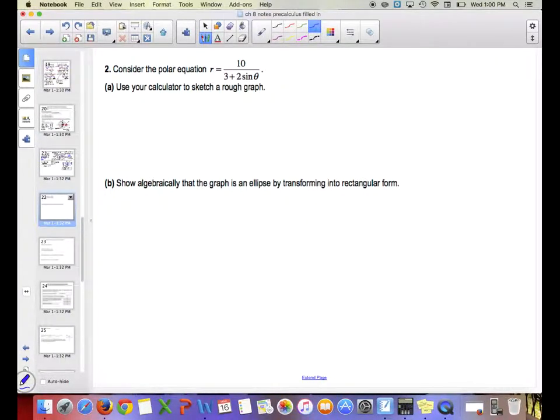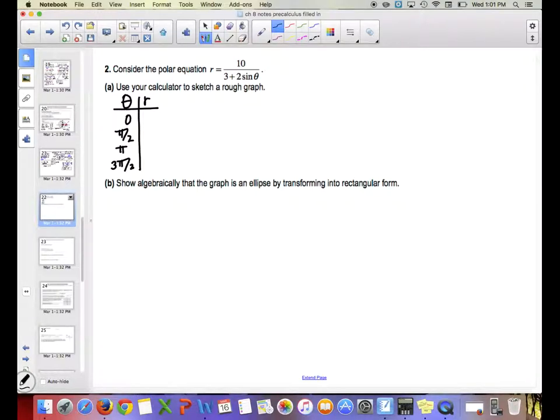All right, so this one. So consider the polar equation. We're going to go through the same steps. So we're going to find those 4 points. See if you can find them along with me. So we're going to plug in theta equals 0, pi over 2, pi, and 3 pi over 2. And when you're plugging them into sine, it will either be 0, 1, or negative 1, right?